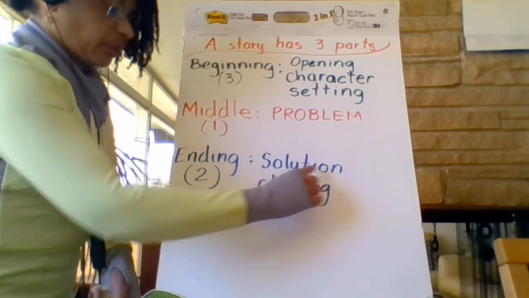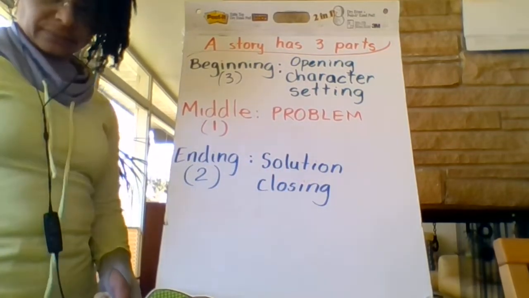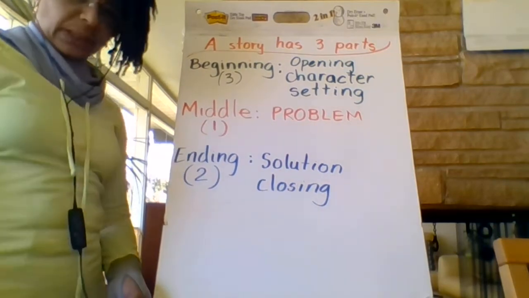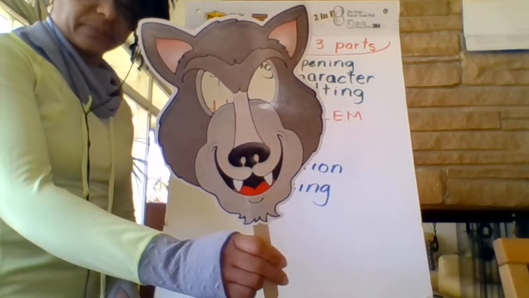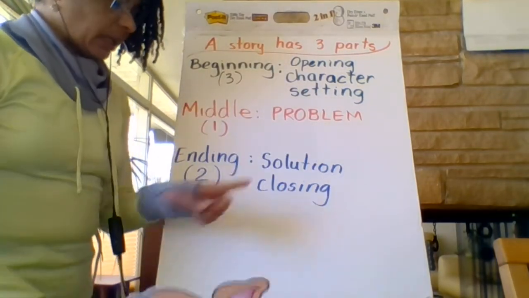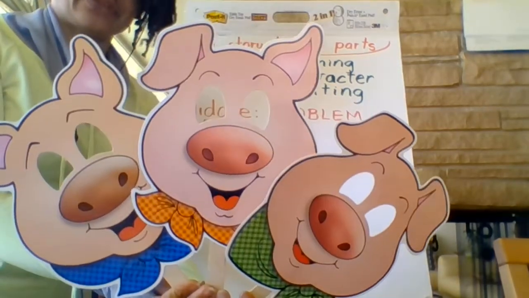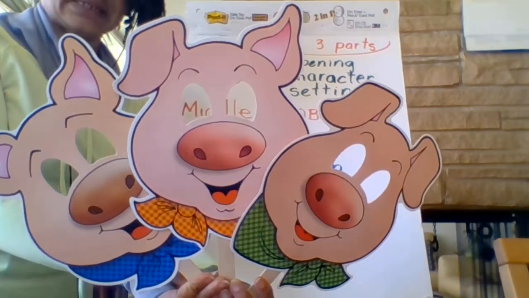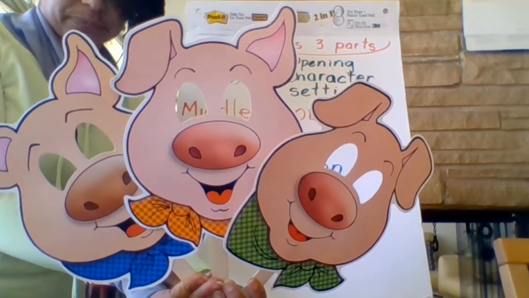Now we are down to the end, the solution. How did the problem get solved? The wolf caught on fire and he disappeared. The closing, how does the story end? The three little pigs live happily ever after.